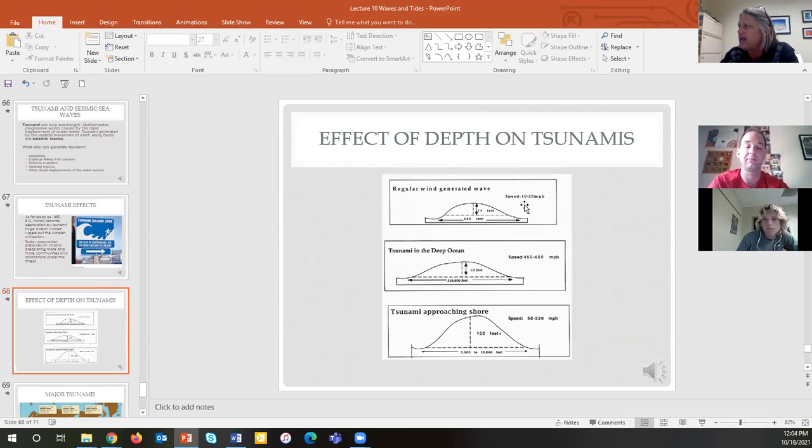Their speed is relatively slow in the open ocean, 10 to 20 miles, and their wavelength can be anywhere from 300 feet to 300,000 feet in the ocean. Well, wind-generated wave versus tsunami. But when they approach shore, they can be over 100 feet high.